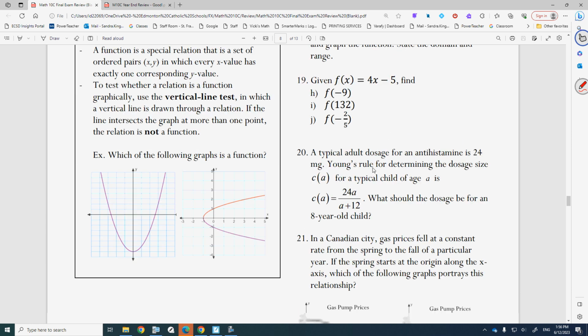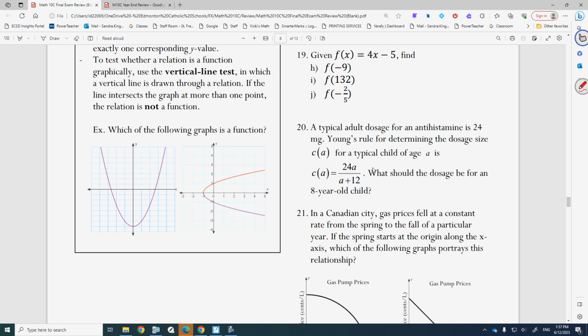All right, function versus not a function. Jack, left graph or right graph? Which one is not the function? It will fail a test. Right is not a function. What test does it fail?